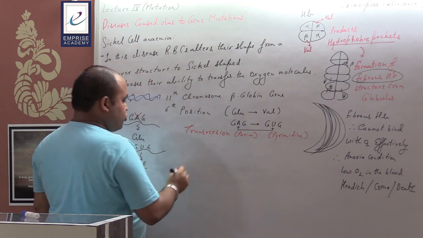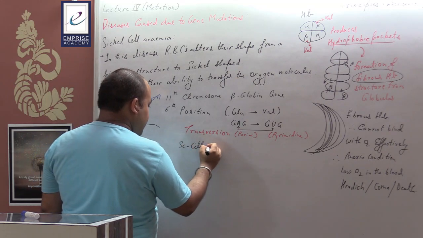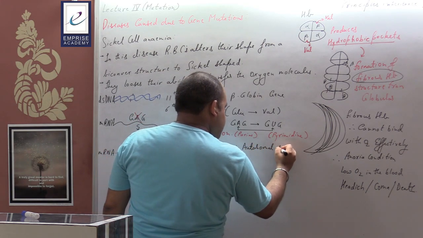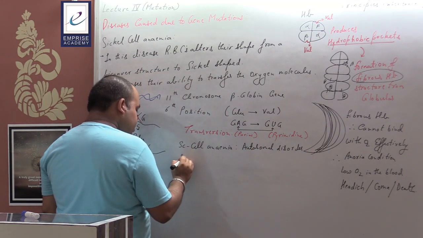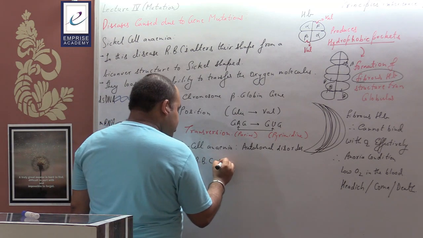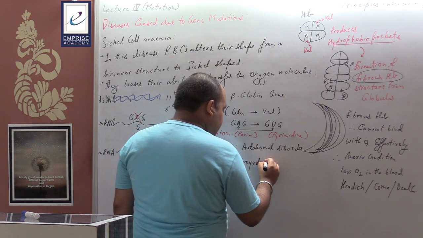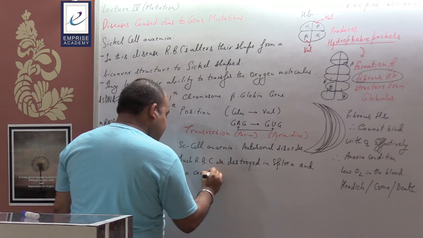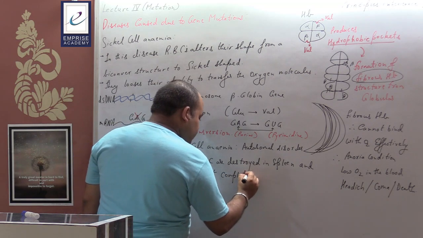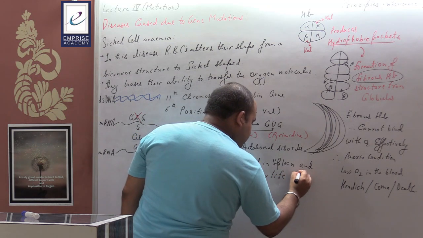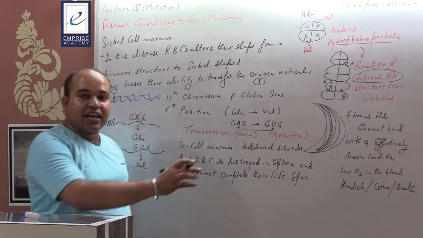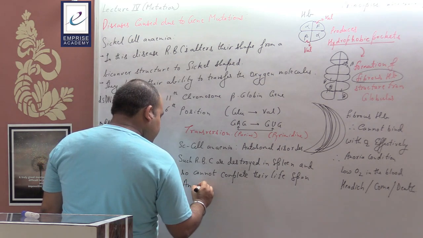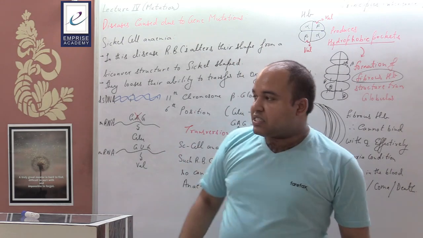So this is an 11th chromosome set. So the sickle cell anemia is an autosomal disorder. Such type of RBCs are destroyed in spleen and so cannot complete their lifespan. That is why the condition is referred to as anemia. So anemia. Okay. So this is about sickle cell anemia.